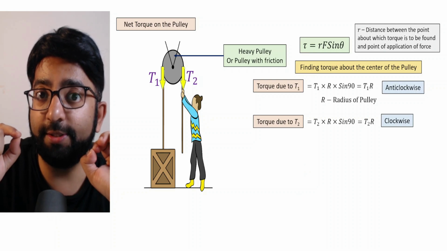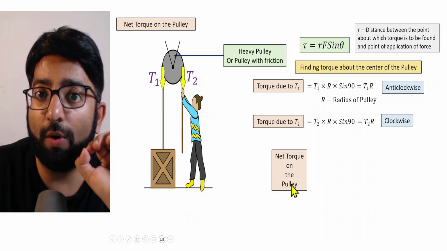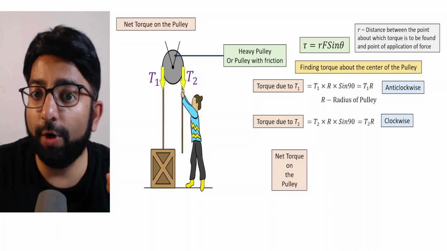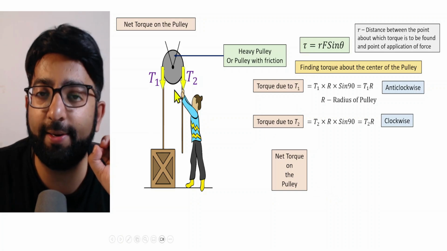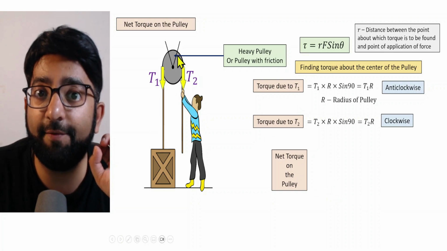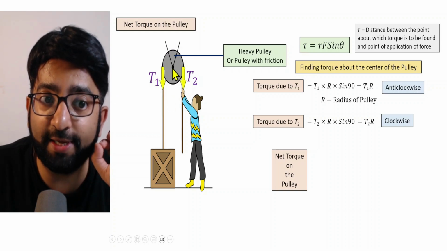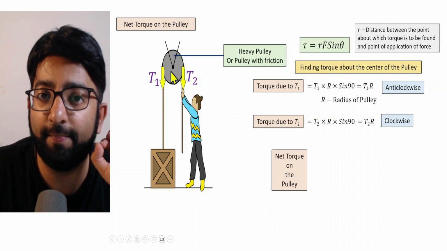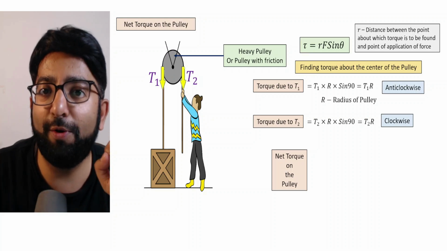Now, in the exam questions, we will be expected to figure out the net torque which is acting on the pulley. So, before we move ahead to figure out the net torque, do remember T1 and T2 are not the only two forces acting on the pulley. The pulley is having its own weight, so mg acting downwards. And also the pulley is connected with these two strings, which are also connected with the center of the pulley. But we will ignore all those forces because all those torques will be zero.